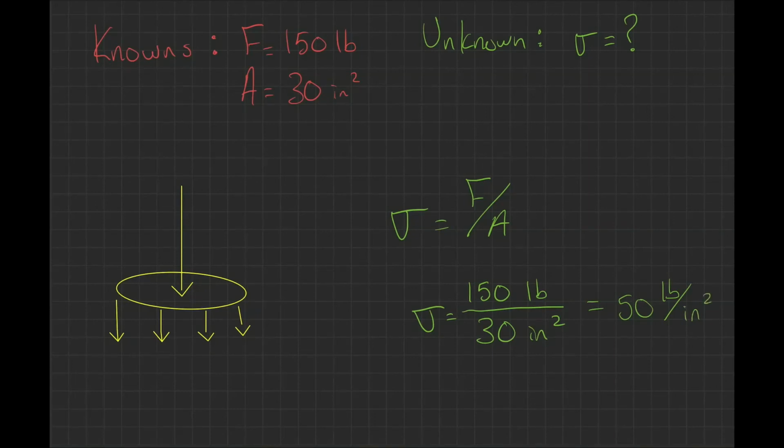Okay, and then step five is to convert any units that we need. In this case, we've got pounds per inches squared, or 50 psi, so that is in a good unit that we can use.